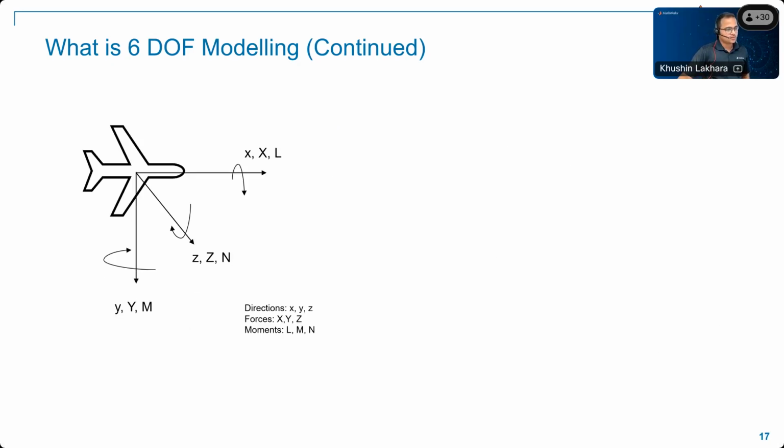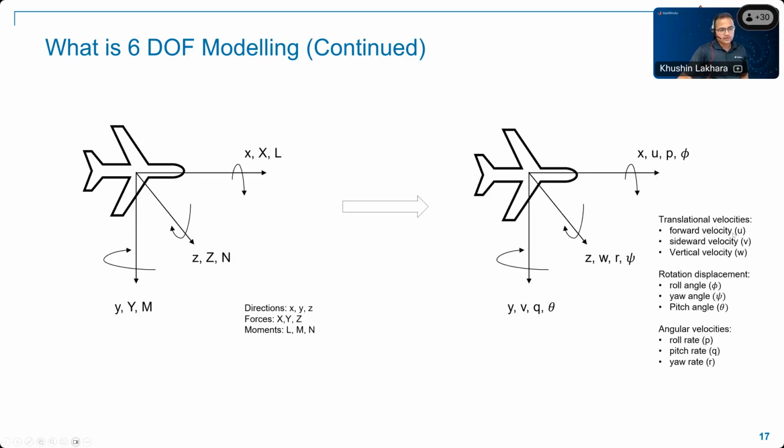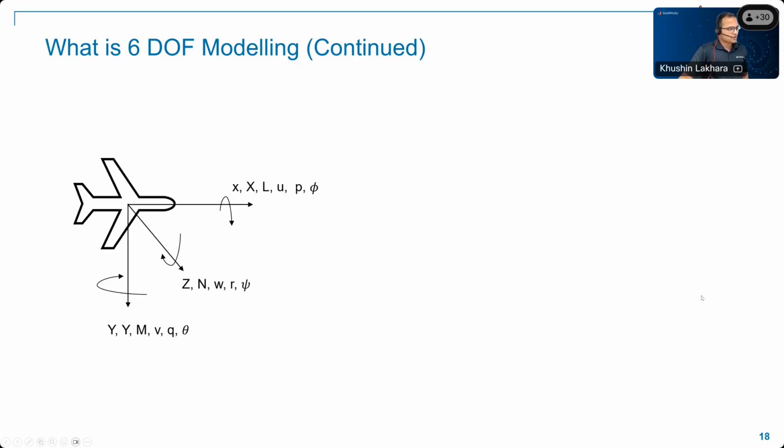Sorry, my bad. The 3 translational velocities, 3 rotational displacements, and 3 angular velocities. And using them, we can even take the derivative. If you have velocity, you can calculate what distance we traveled. If you have the rotational displacement, you can tell what orientation we have. So let's move forward and explore how we can develop it.